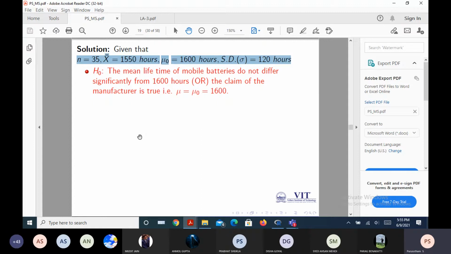If you say there is no significant difference between the population parameters or the observed parameters, that is referring to the null hypothesis. Or if you are going to accept the claim of the manufacturer to be true, that comes under null hypothesis. The mean lifetime of mobile batteries does not differ significantly from 1600 hours, which means that it is almost 1600 hours. This is the statement you are going to frame under the null hypothesis.